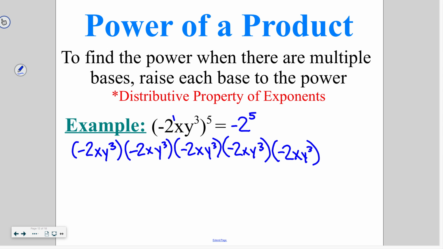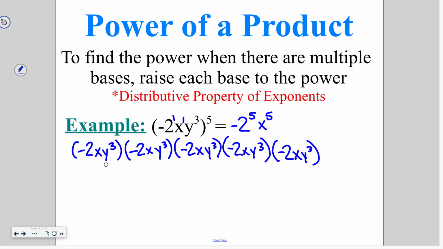Right now our -2 had an exponent of 1, so if I multiplied 1 times 5, distributed that 5 in, I would get -2 to the 5th power. Then again, I would have x times x times x times x times x. So I would have x to the 5th power. Again, there was a 1 there to start, so 1 times 5 gives us x to the 5th power.